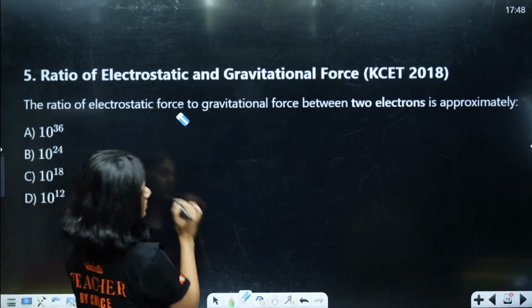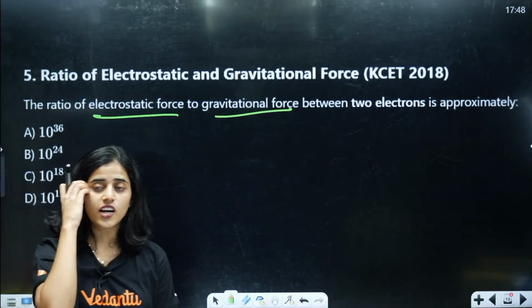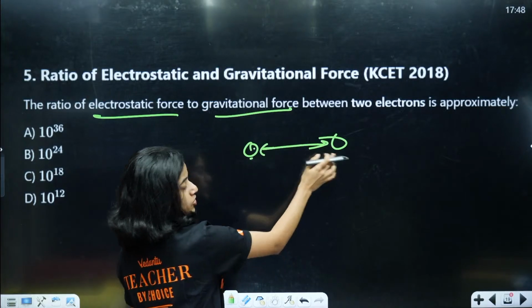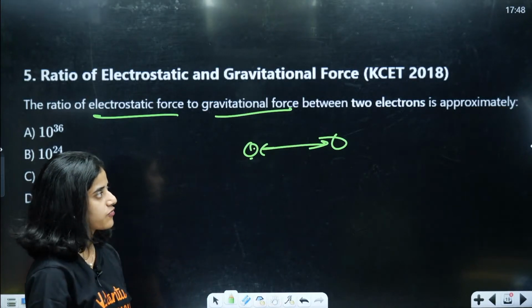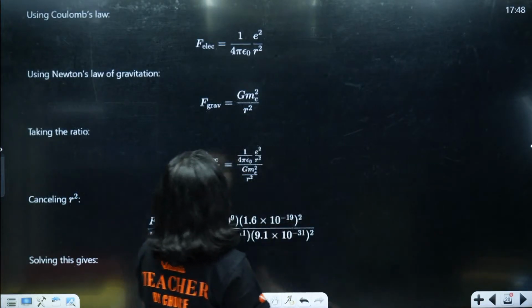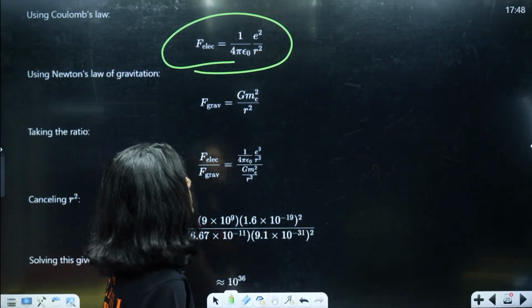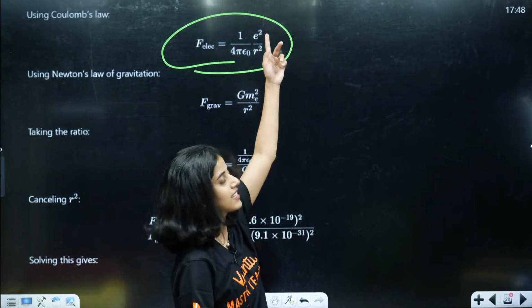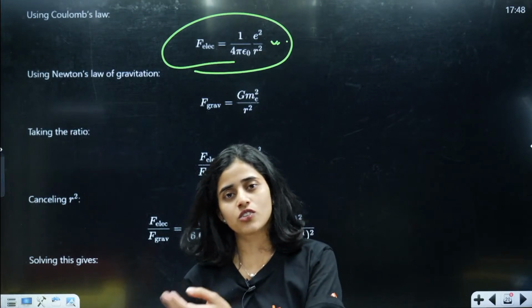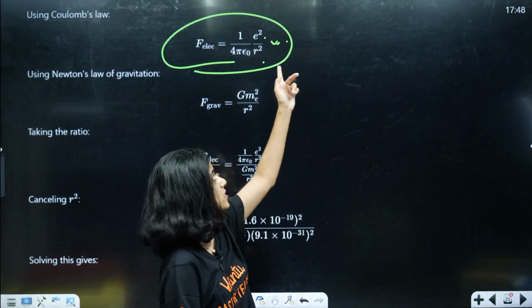So we need electrostatic force and gravitational force. Here the charges are 2 electrons. So let's start by writing the formulas. What is the formula for the first part? The formula is 1 by 4 pi epsilon 0. Instead of Q1, Q2, here it's written e square because the charges are e. The first charge is e, the second charge is also e, e into e is e square. The distance between them is r, so you have r square.